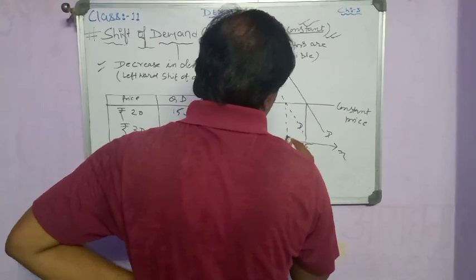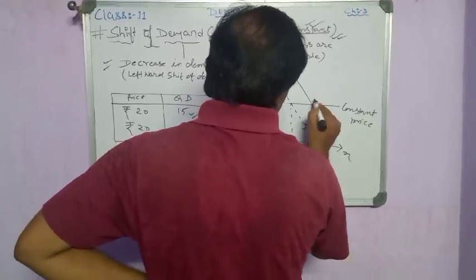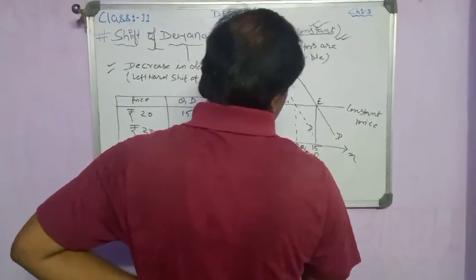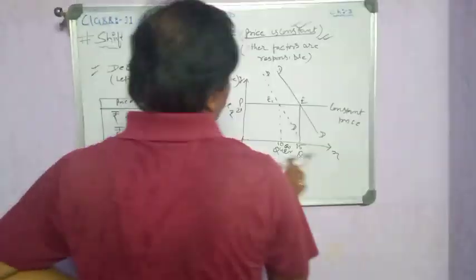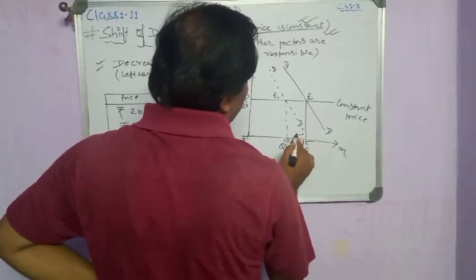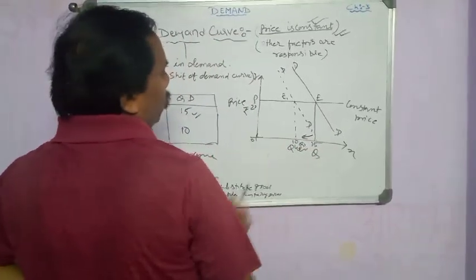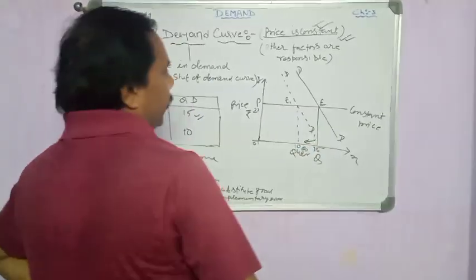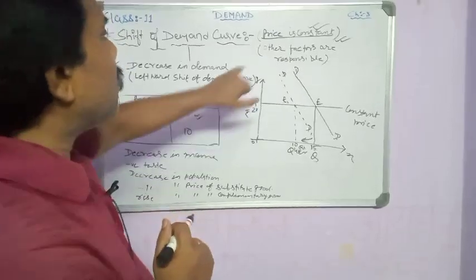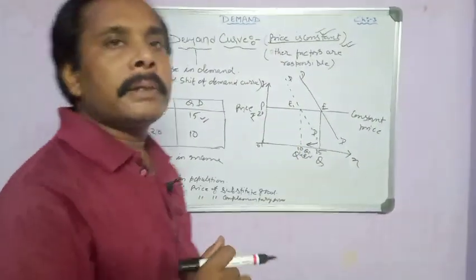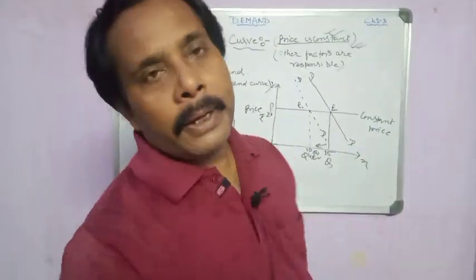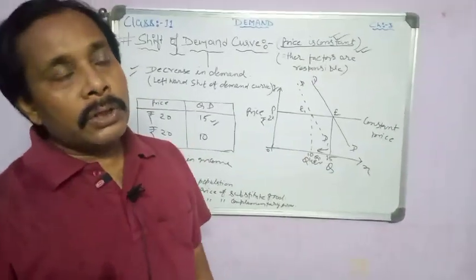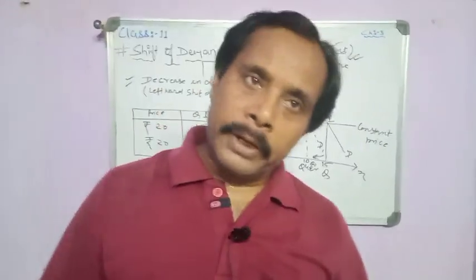It intersects the price line at point E1. So the new quantity is determined, that is 10 or Q1. Previously that was OQ and it has reduced from OQ to OQ1, or in numerical value 15 to 10. It happens due to change in other factors even though the price is constant. So in this way we can determine the quantity demand, the change in quantity demand and the change in demand.